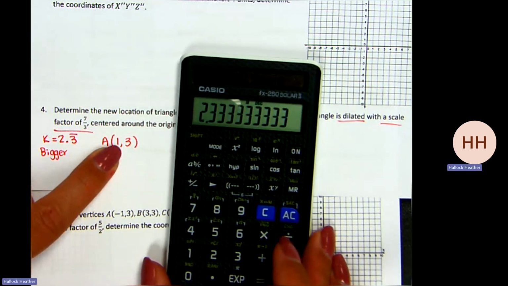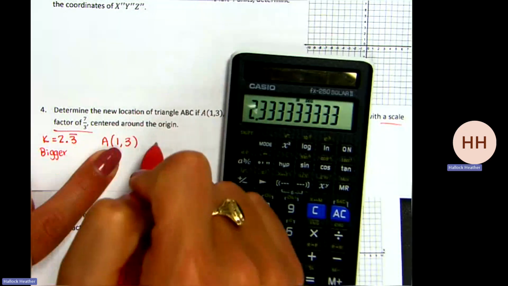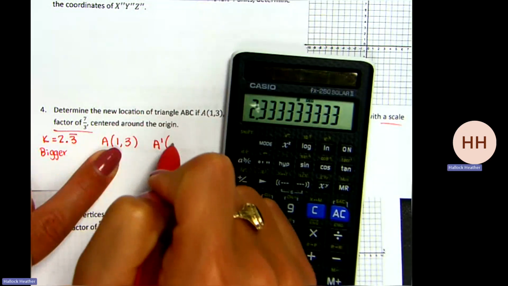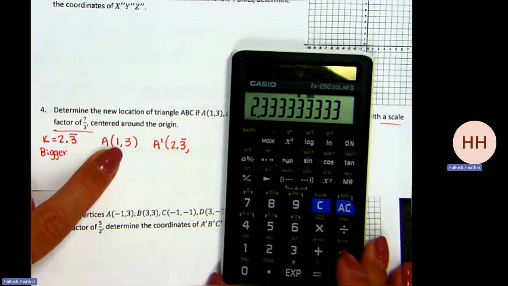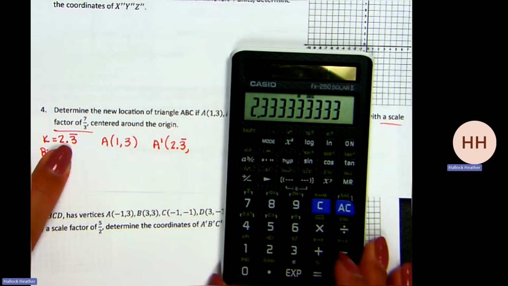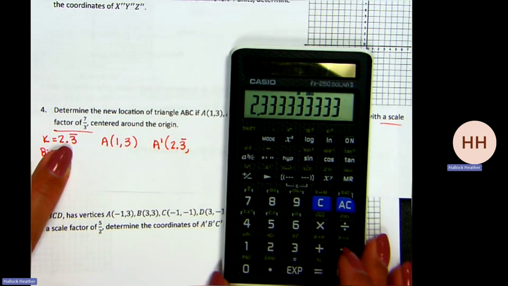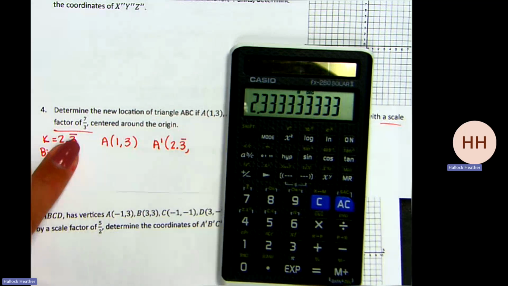2.3 repeating, right? So for A prime, the first value is going to be 2.3 repeating. And I'm going to do the same thing for each number. So I have to use 2.3 repeating, though, I cannot round it to 2.3, because on the EOC, some of the numbers you'll see are going to come out exactly the way they're supposed to, like as whole numbers.